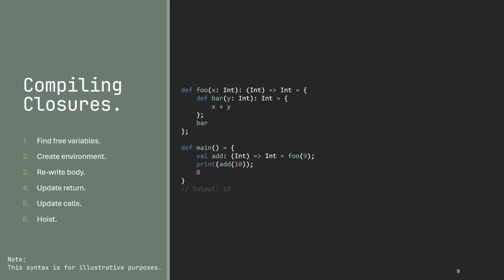So we need to somehow compile bar in a way where it's removed from the body of foo, but it can still reference both variables inside it. It's known as a closure. This is done via the following process.